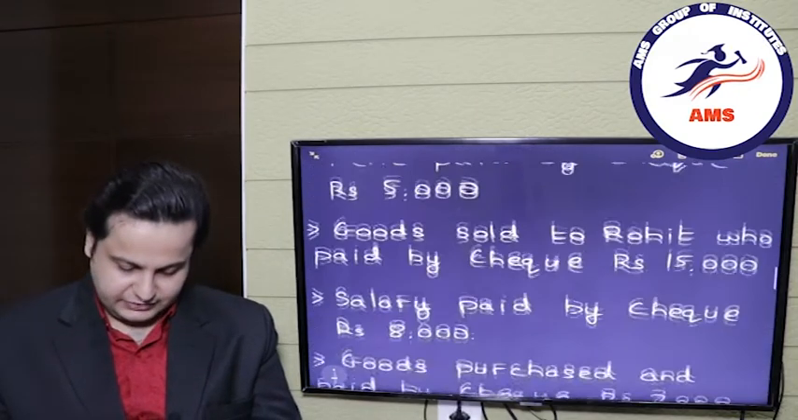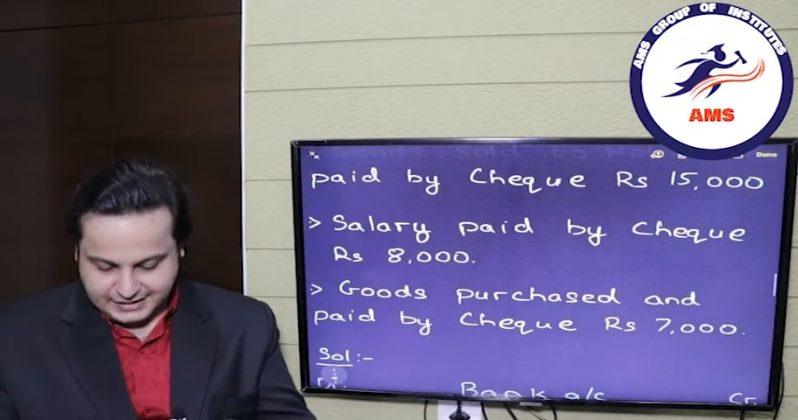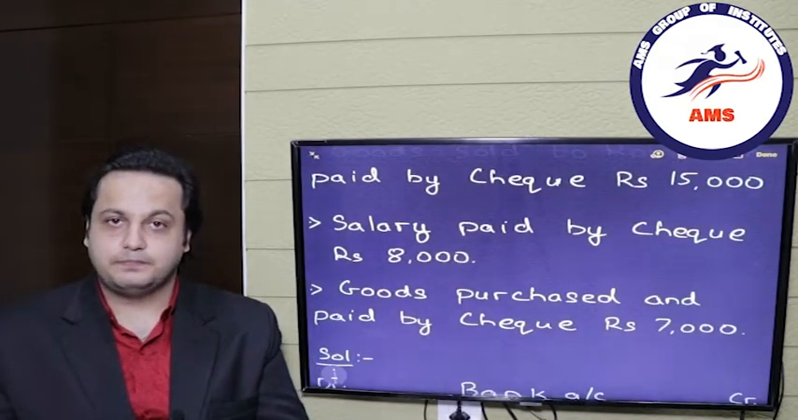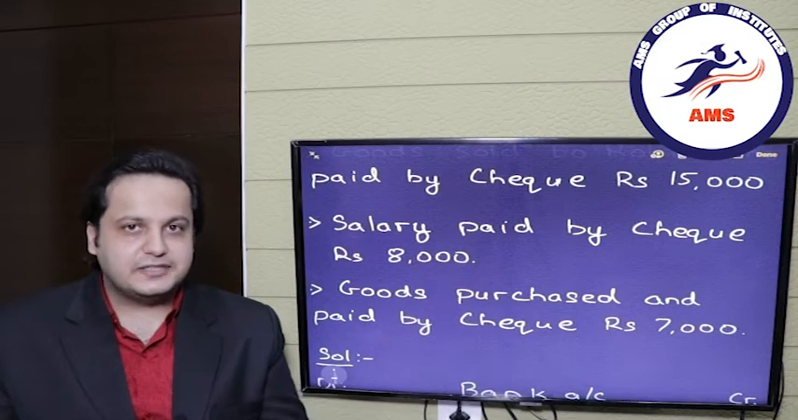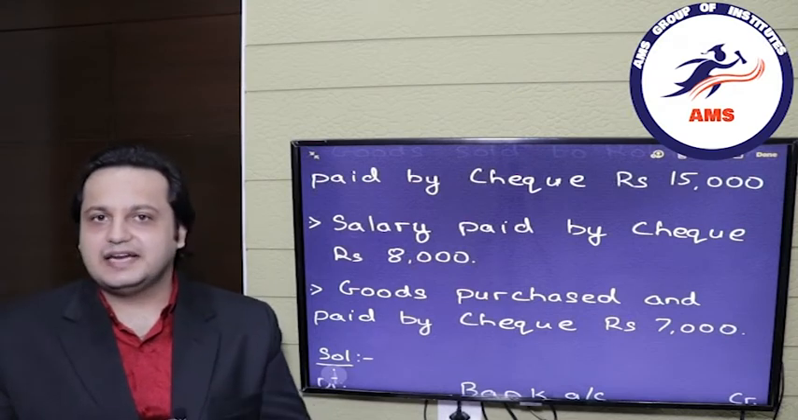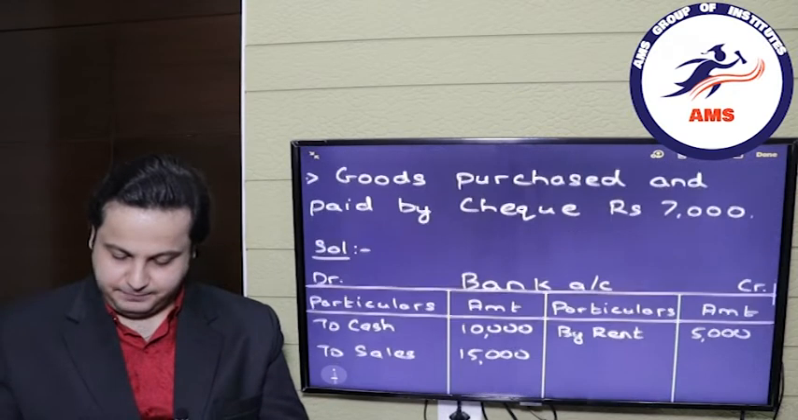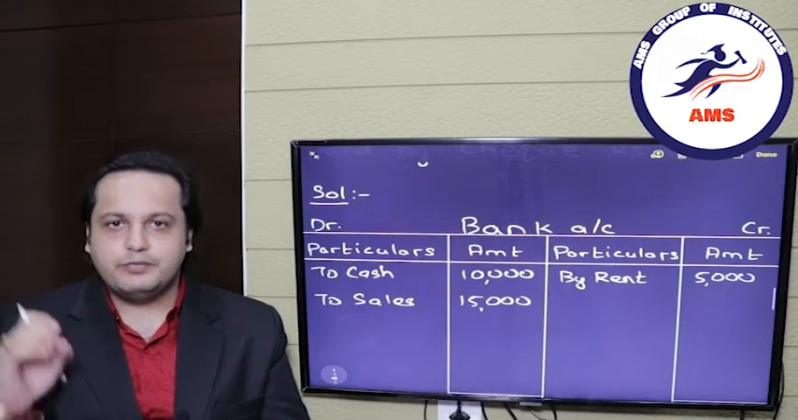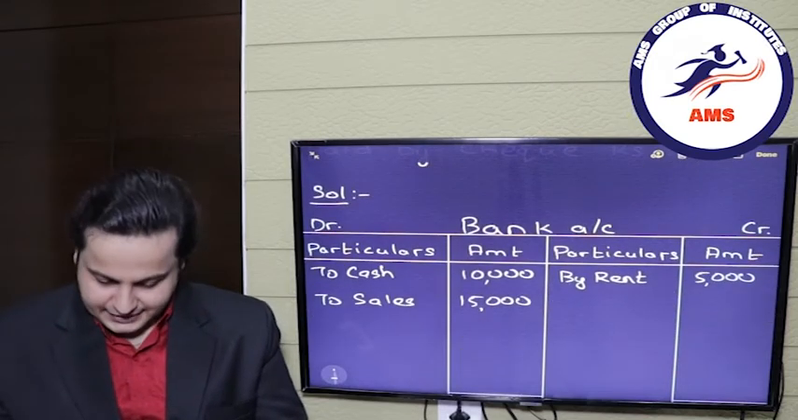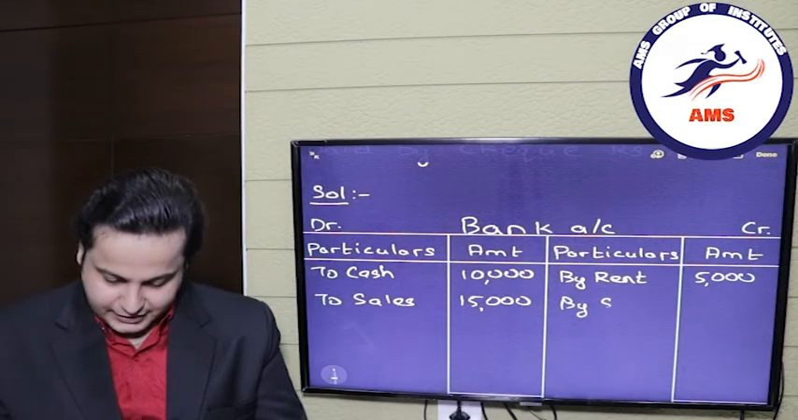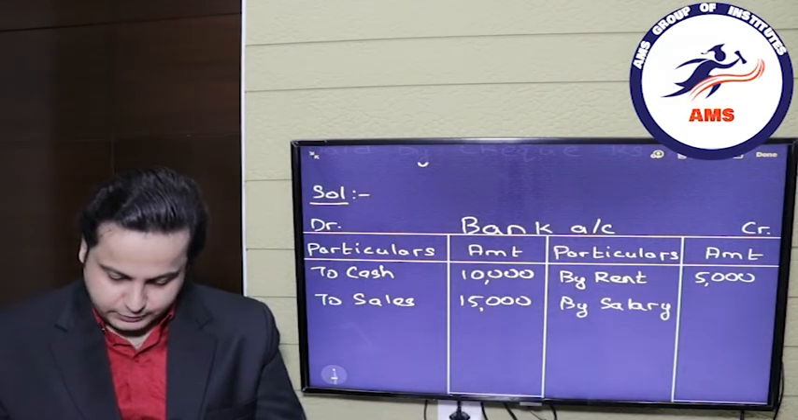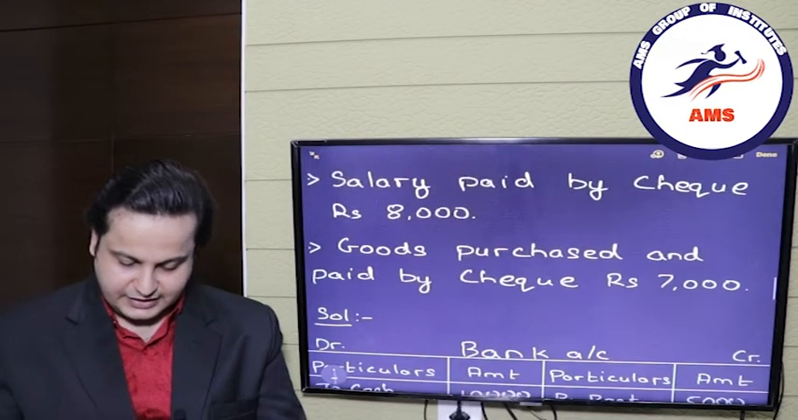We'll move forward towards the next transaction. Salary paid by check rupees 8,000. Now salary is an expense, so the entry will be by salary account debit to bank account credit. Now since bank is being credited, we will post it on the credit side by salary and the amount was rupees 8,000.